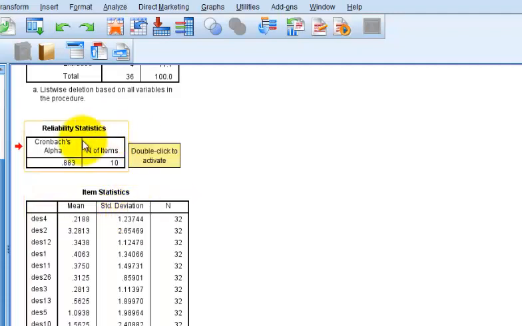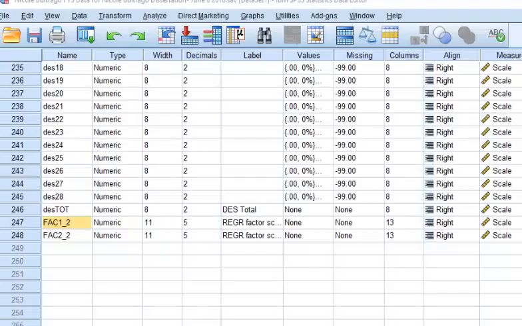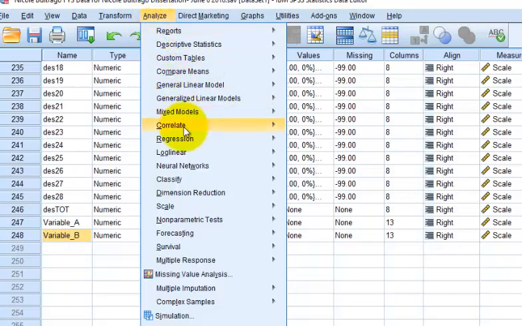Now I'm going to run the correlation. Let me rename those. So whenever you run a factor analysis and you click that little save as a variable, that's exactly what it did. So I'm going to just call this variable A and the other one variable B. And remember, these are the results of your factor analysis. So now we just run a quick correlation between the two.